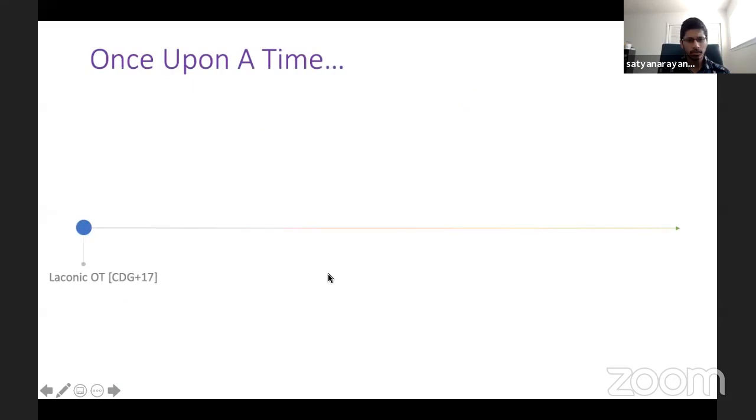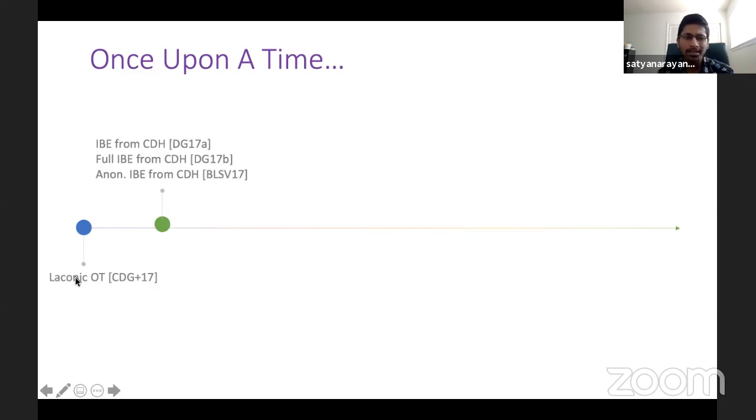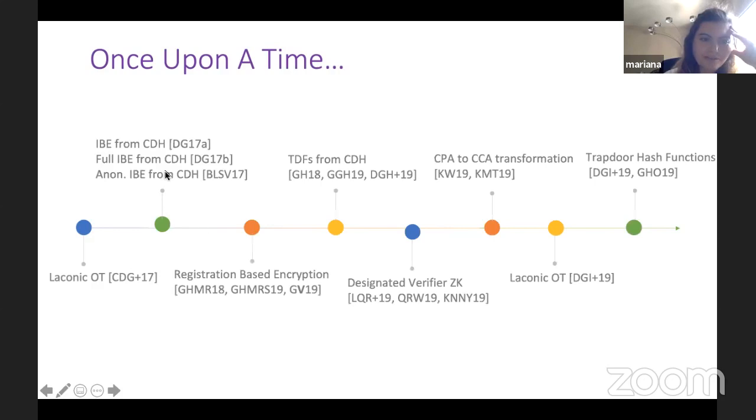Let's start with a brief history. Way back in 2017, Joe and others came up with this beautiful primitive called laconic oblivious transfer to make oblivious transfer more communication efficient. Later on, Döttling and Garg abstracted out these techniques into a beautiful primitive called Chameleon hash with encryption. Later on, this primitive and its variants found tons of applications like identity-based encryption, registration-based encryption, trapdoor functions, designated verifier zero knowledge, CPA to CCA transformation, trapdoor hash functions, and so on. That's a ton of applications.